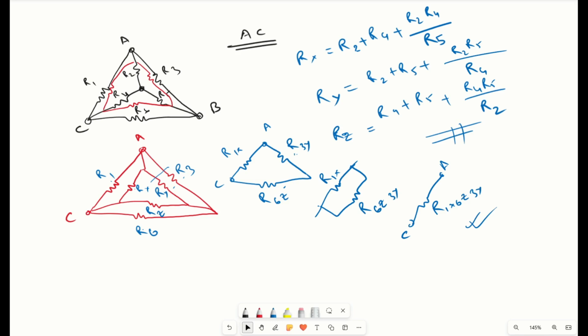Okay, so this is all about your conversion of star to delta and delta to star connection. I hope you have understood it well, and now try to solve the numericals, and I definitely feel that you will be finding it easier.